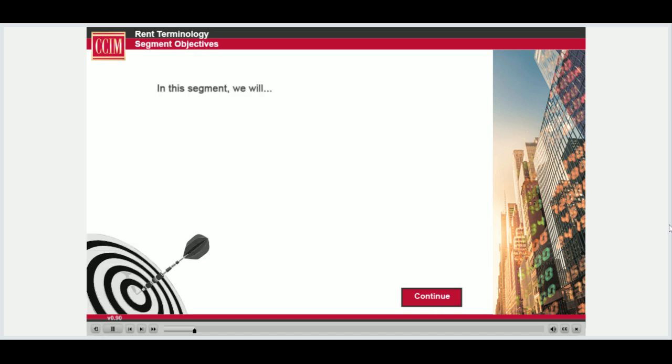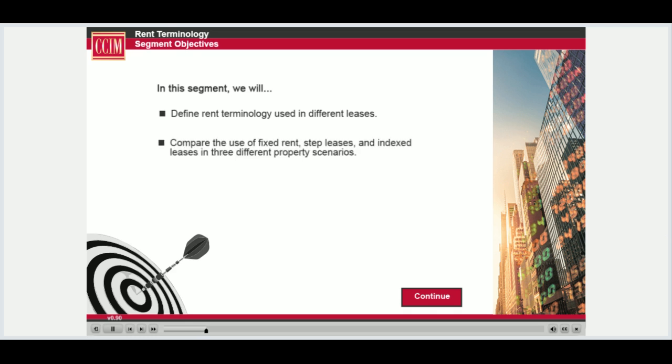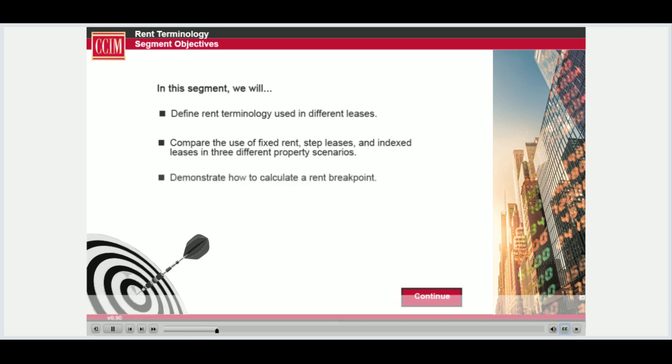In this segment, we will define rent terminology used in different leases, compare the use of fixed rent, step leases, and index leases in 3 different property scenarios, demonstrate how to calculate a rent breakpoint, and perform a percentage rent calculation.